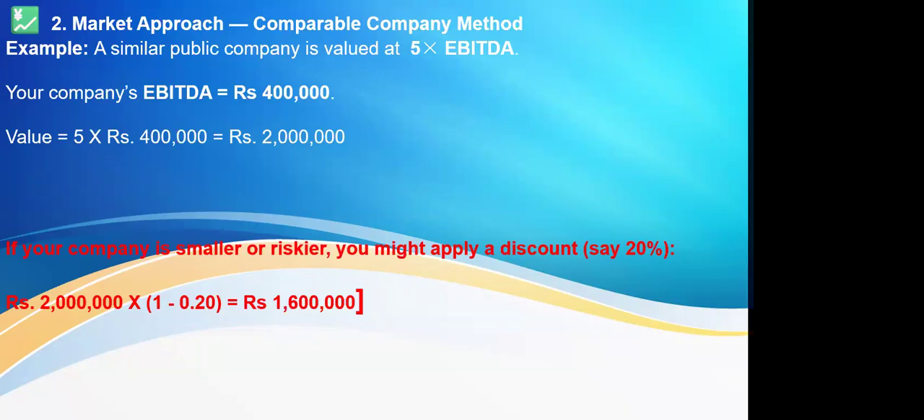So according to this, 5 times is 2 million. But the public company which is sold at 5 times is a public company. My company is a private company, very small and riskier. You might apply a discount, say you are giving a 20% discount. Just multiply 20% into 2 million, it says 400,000. You will arrive at the same figure.